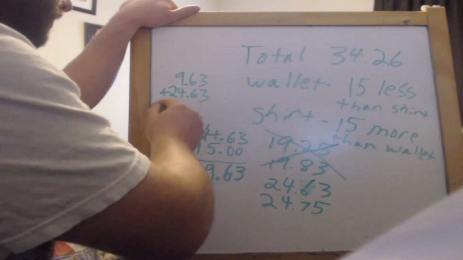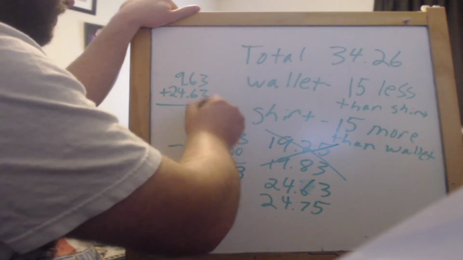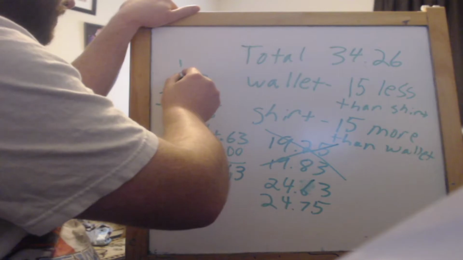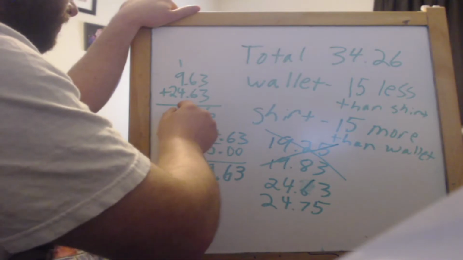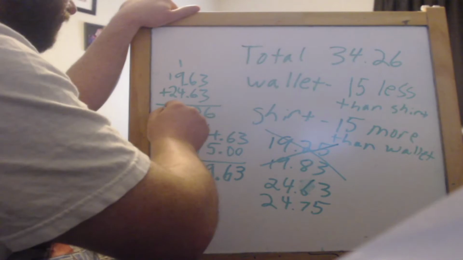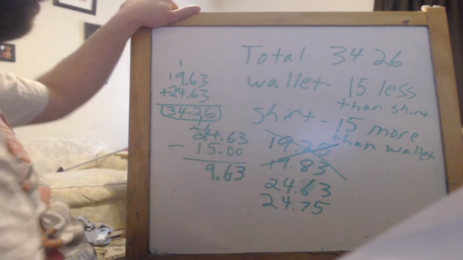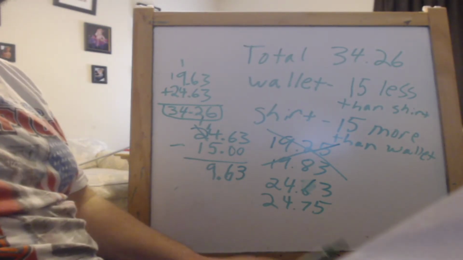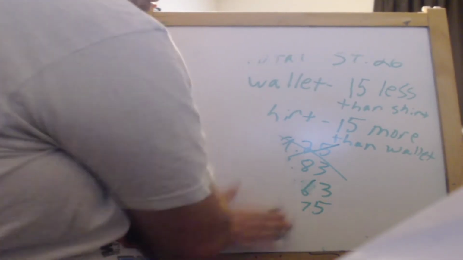24.63. Okay? 3 plus 3 is 6. 6 plus 6 is 12. Okay, bring this decimal. 1 plus 9 is 10, plus 4 is 14. 1 plus 2 is 3. So that is the total. So the answer must be C. Okay? So that's how you do it with trial and error, which is not a great way to do it.